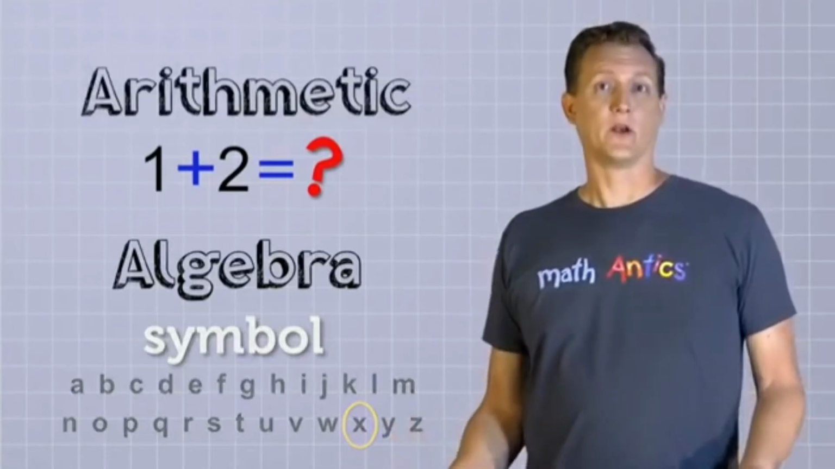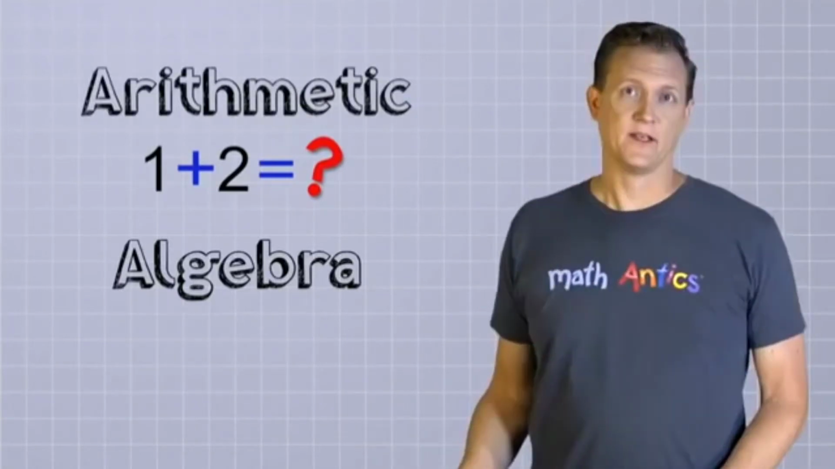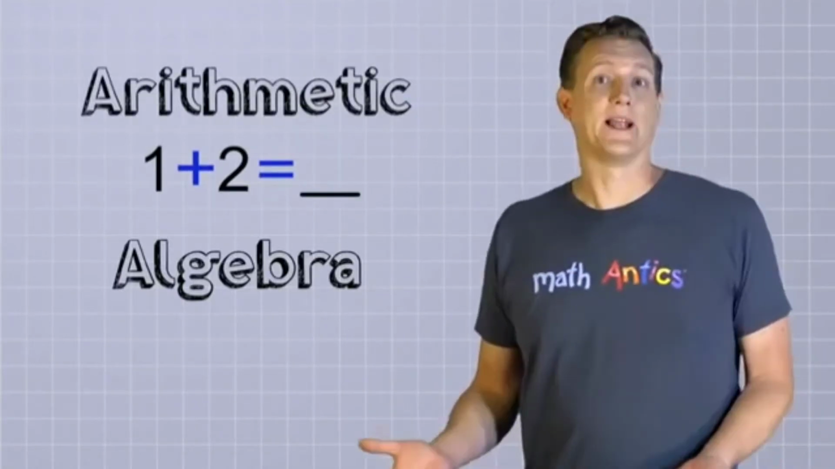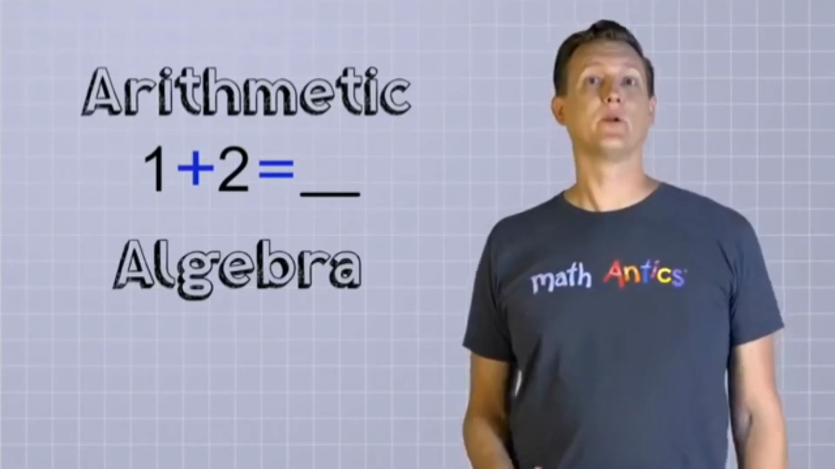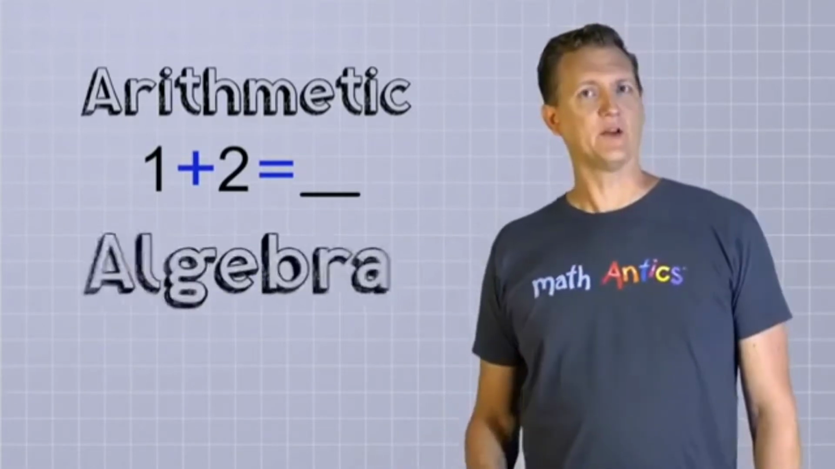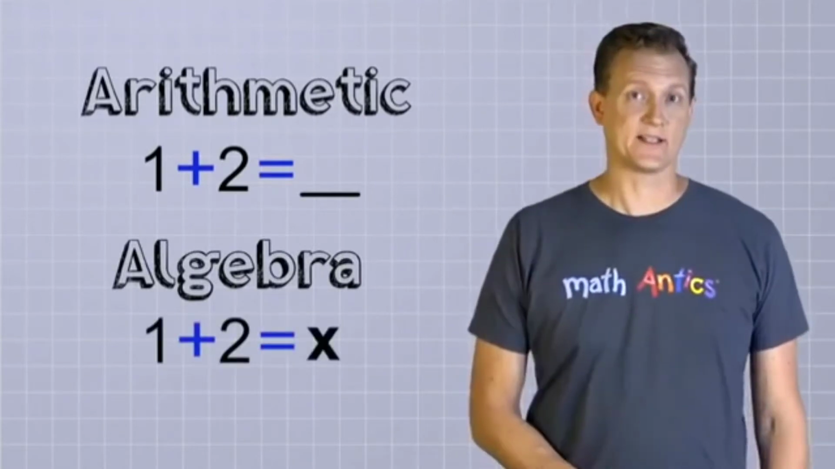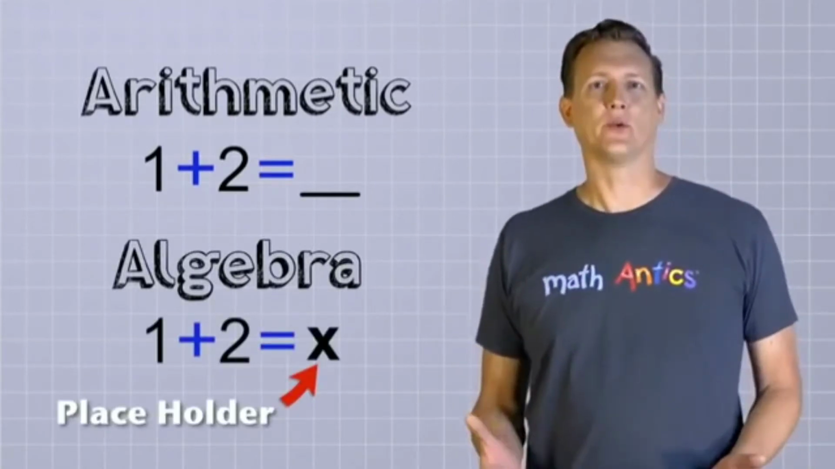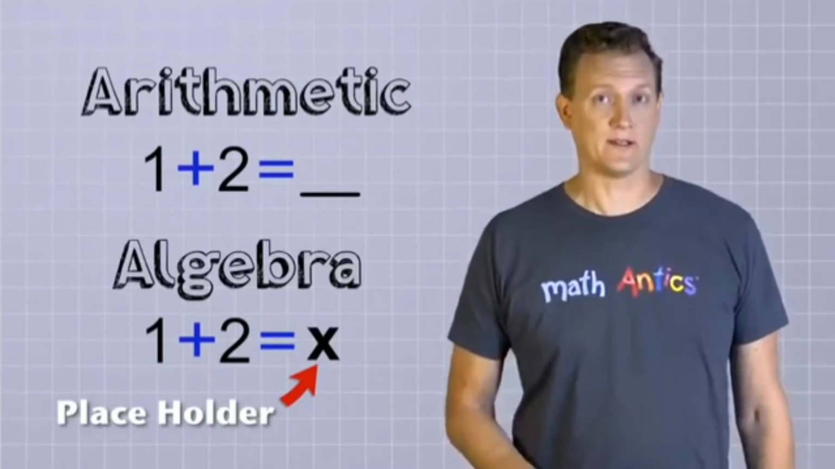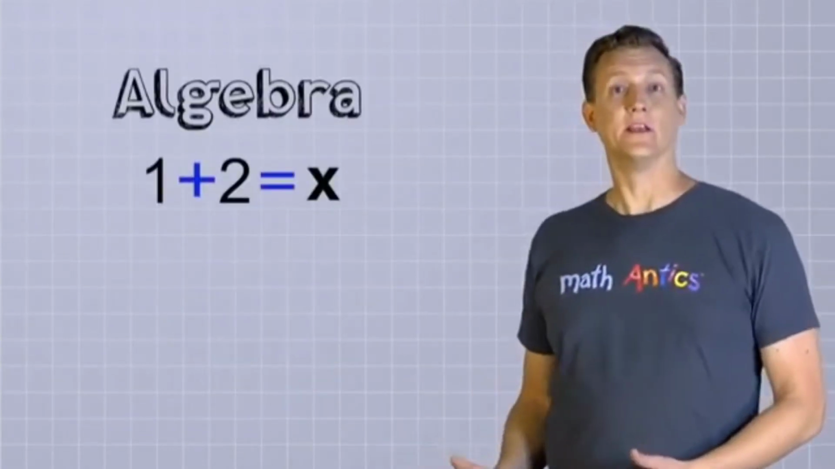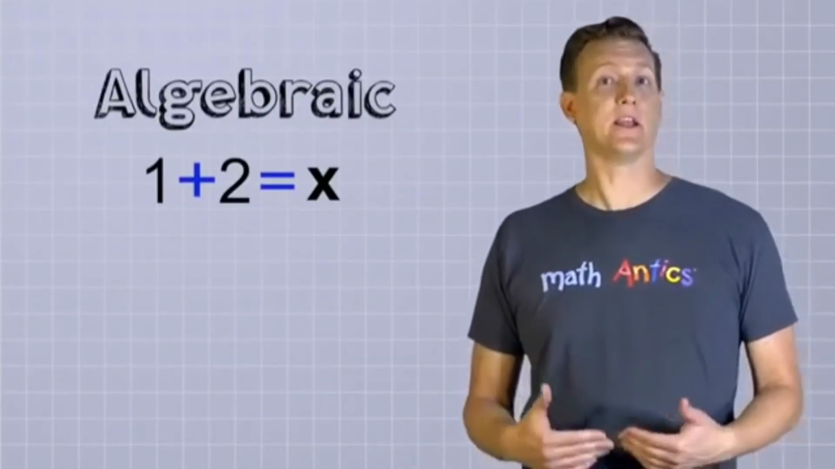A really popular letter to choose is the letter X. So in arithmetic, we would just leave the problem like this: 1 plus 2 equals blank. And we'd write in the answer when we did the addition. But in algebra, we'd write it like this: 1 plus 2 equals X. The X is a placeholder that stands for the number that we don't know yet. What we have here is a very basic algebraic equation.